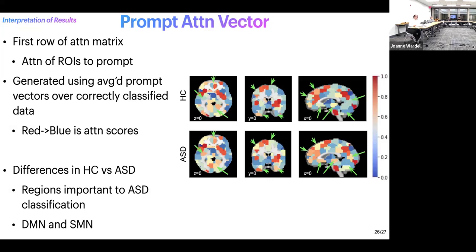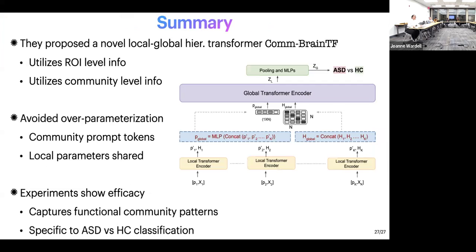The red and blue are the different attention score values, where blue is the lowest and red is the highest. You can see they're visualizing these different attention scores across the brain networks for healthy control individuals and ASD individuals. And you can see a difference in these prominent regions between the healthy control and the ASD individuals. So yeah, that's pretty much it.